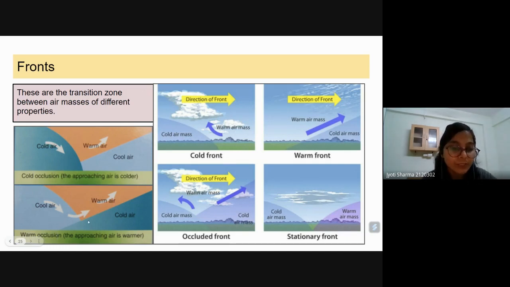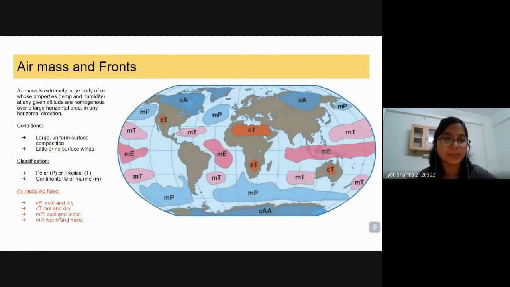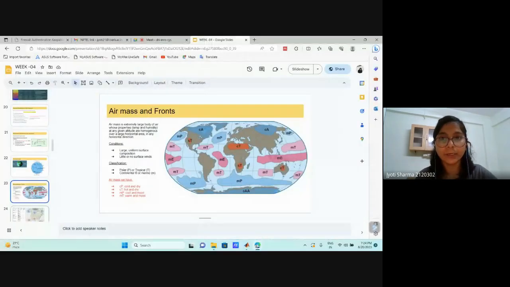But in the warm occlusion, here is the coldest air and here is the cool air. The cool air will push the warm air because there is a gradient between cool and warm. So the warm air will go up, but this is the coolest air, so this cool air will also go up over the coldest air. So this is the warm occlusion. So these were the fronts and the air masses. I think it is clear.